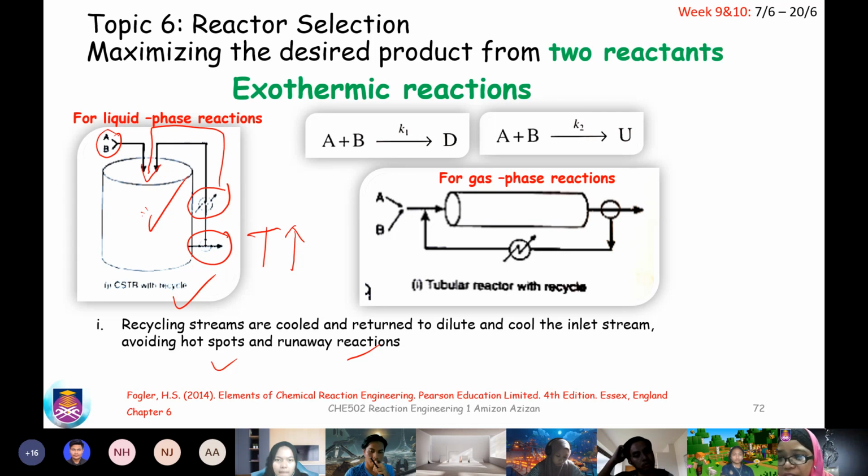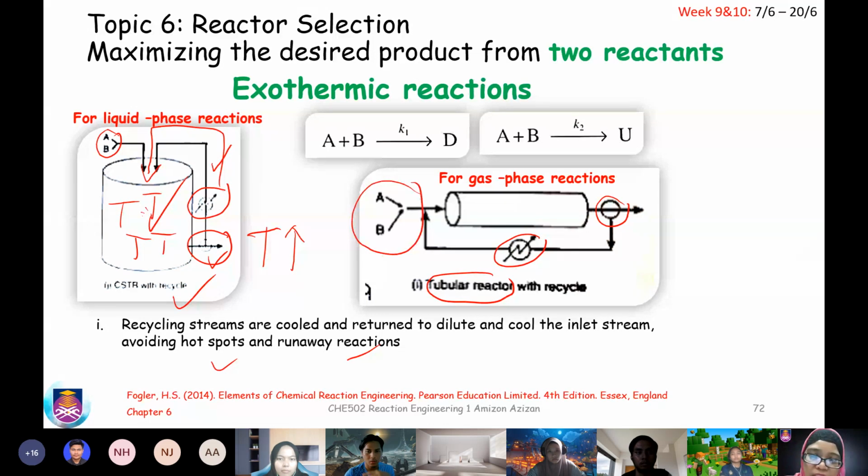So we have high temperature in the CSTR, and we want to reduce the temperature. We can use the cooled stream from the outlet stream being recycled. That is one of the ways. The same goes if you're using a tubular reactor. You cool down the recycle stream with heat exchange equipment, then it will cool down your inlet streams to a certain temperature. That would be one of the proposed configurations that you can opt for if you are dealing with exothermic reactions.